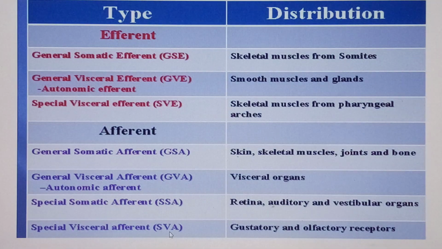And my friends, whenever you talk about special viscera, the only thing that you should think about is taste. The sensation carried in this group will be taste. So someone will ask, olfaction is special, vision is special, so why is it that we've put only gustation in this area?